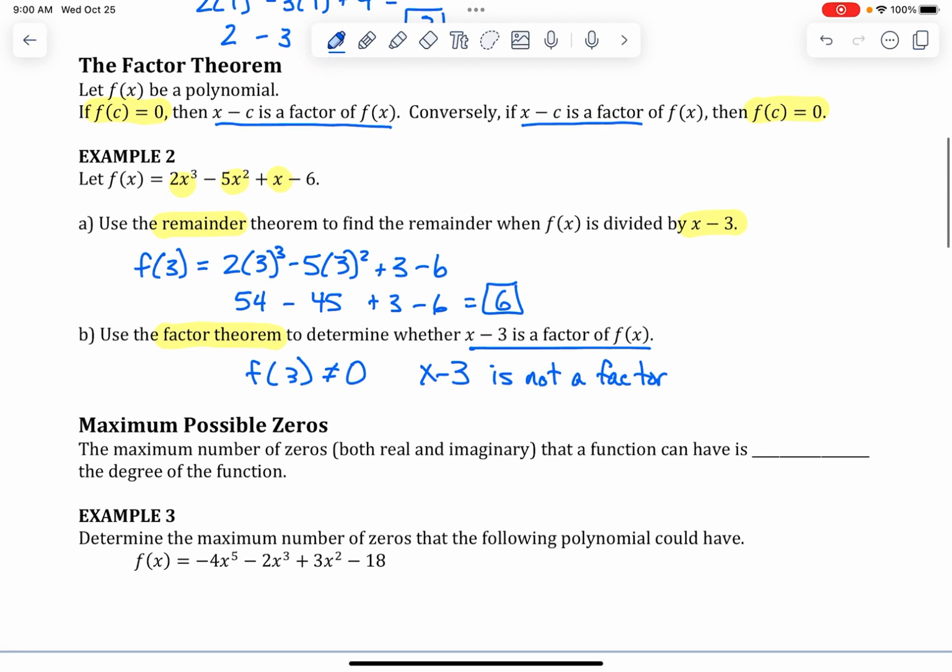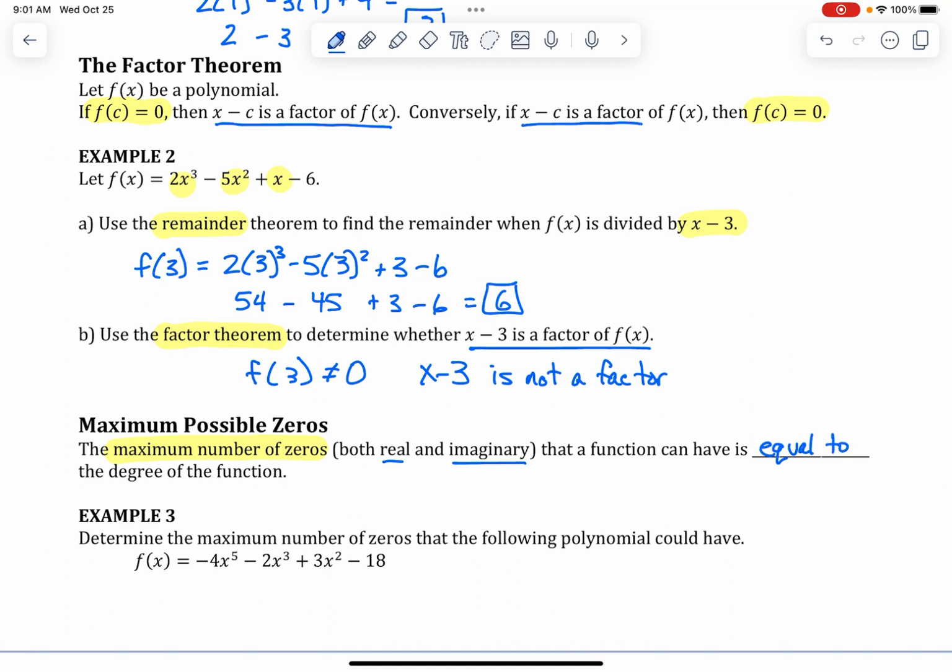One final thing before we get into a little bit more involved part of this is a quick idea about the maximum possible zeros. We talked in an earlier section about turning points having a maximum of 1 less than the degree. Well, when we're talking about actual zeros, real and imaginary, so any kind of zeros you have, some are real, some are imaginary, maybe they're all one or the other, the maximum number of zeros that a function can have is equal to the degree.